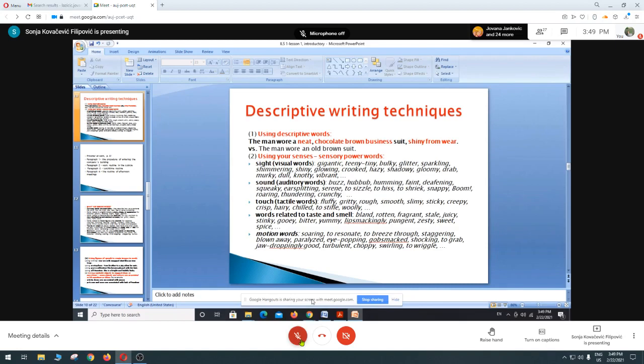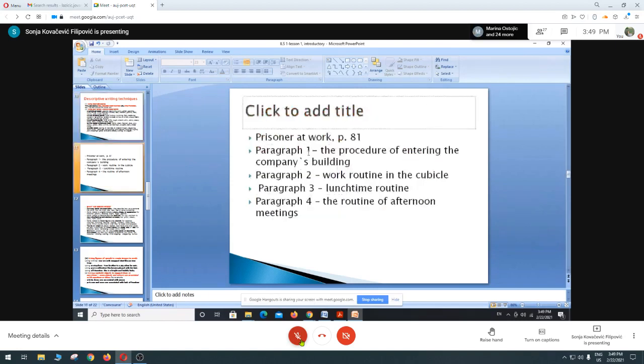Now what about the first paragraph? Before I even enter my building at 9 a.m., I get the feeling that I'm entering a high security building, right? Is that the topic sentence? Would you say it? Yes. Okay. So this paragraph revolves around this main idea, which I wrote here: the procedure of entering the company's building, which is very restrictive, like in a prison, right?